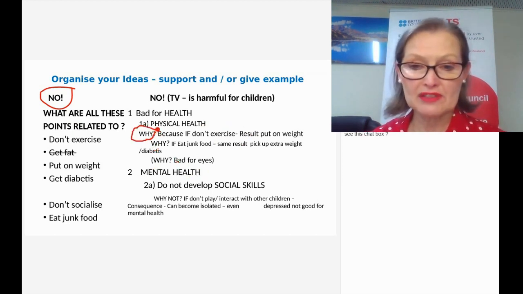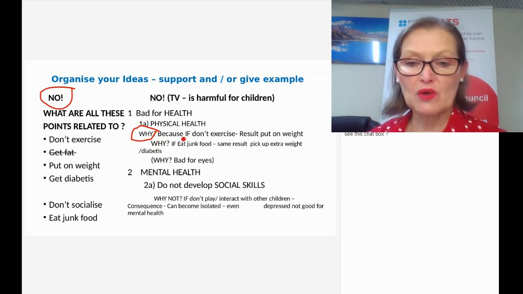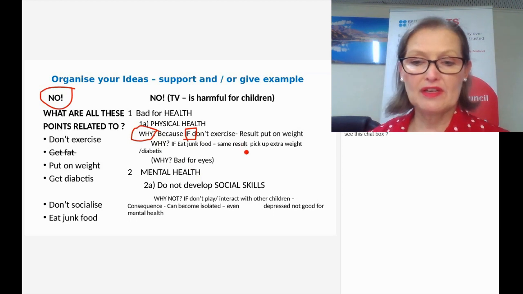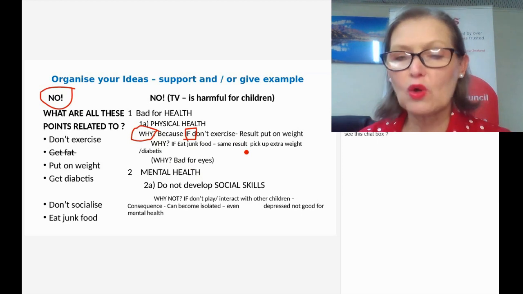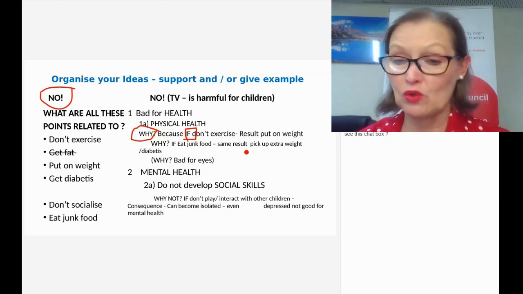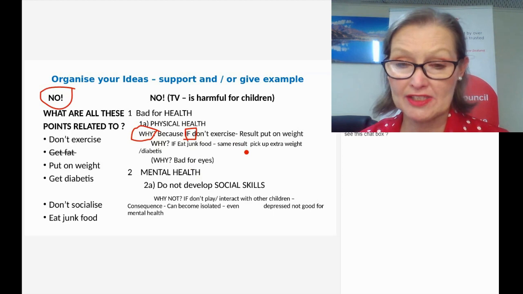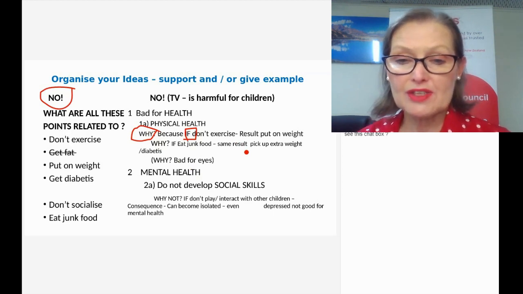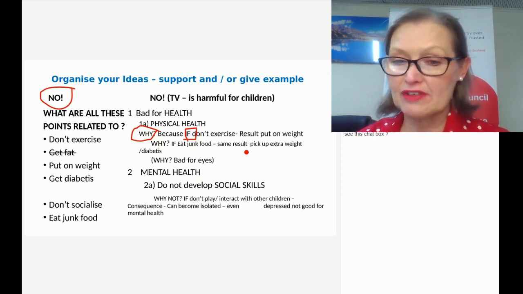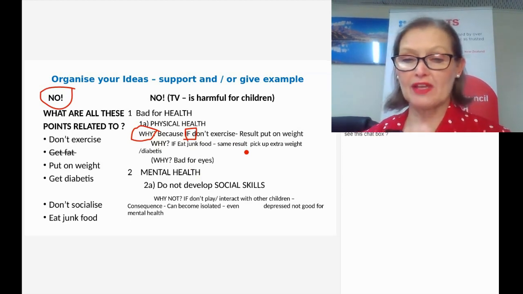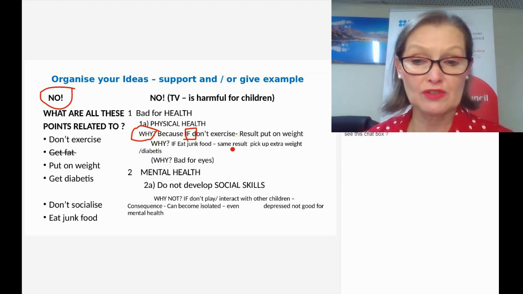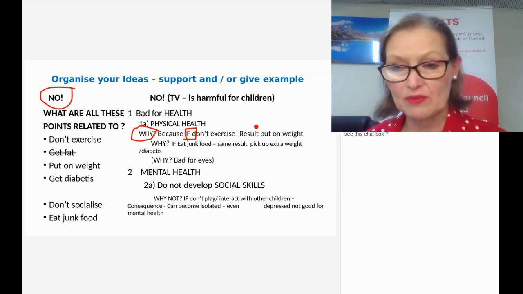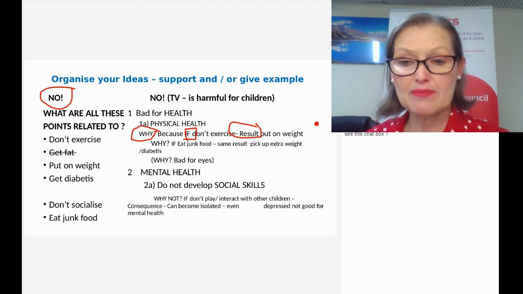Why is it bad for physical health? Because, and have a look at this if clause here, because if children don't exercise. Now we need to qualify this because not all children are going to sit in front of the television all the time and never do any exercise. So I qualify this with my if children don't exercise. And that helps me to use this more complex structure, my conditional. If children don't exercise, result, they put on weight.